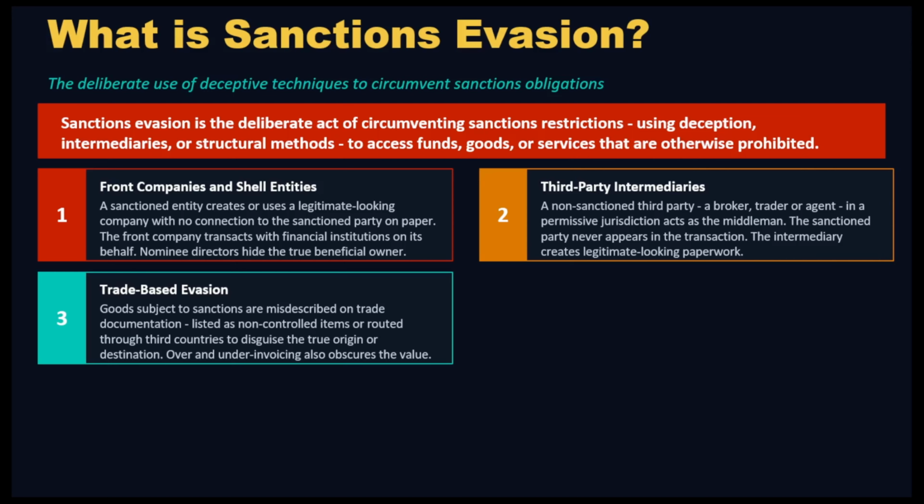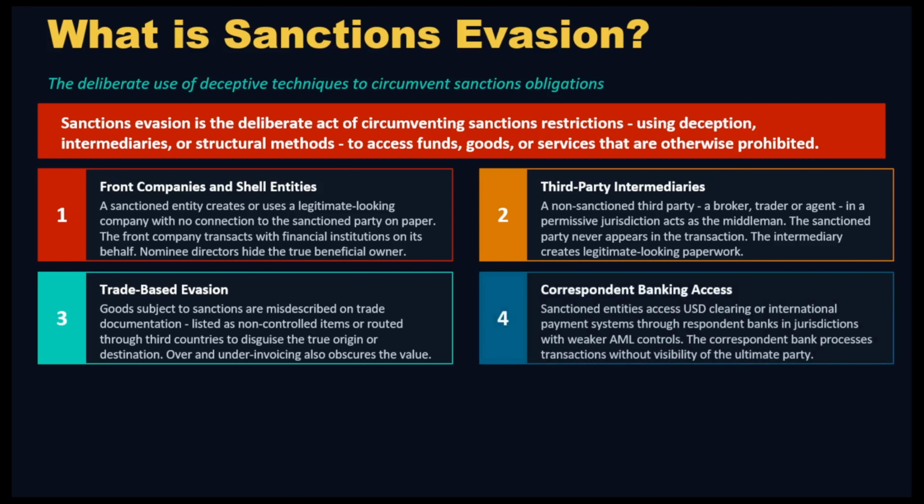The fourth thing is correspondent banking access. Sanctioned entities access USD clearing through respondent banks in jurisdictions with weaker AML controls. The correspondent bank processes the transactions without visibility of the ultimate party.